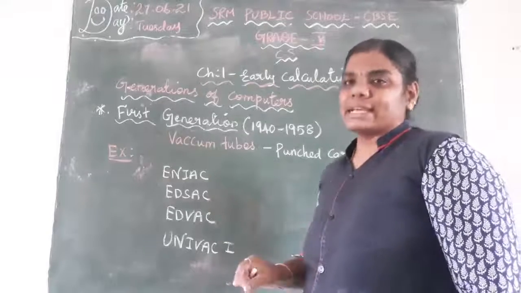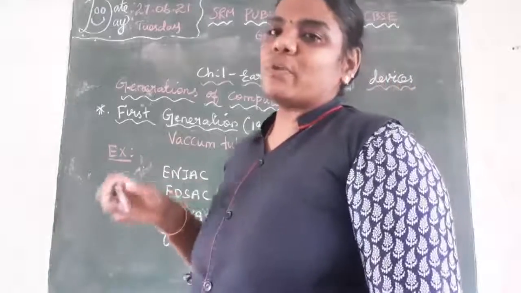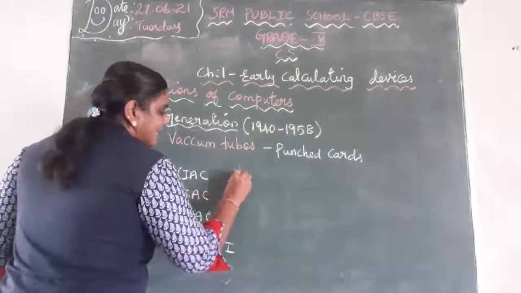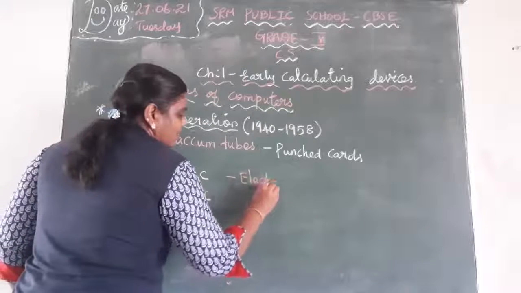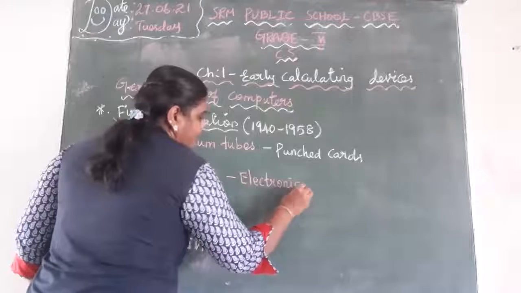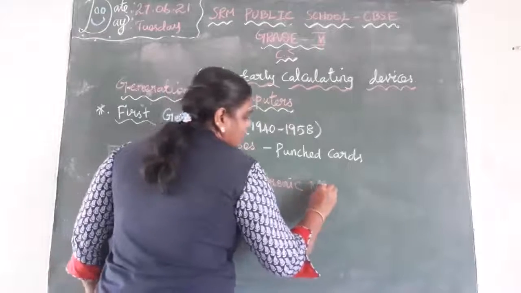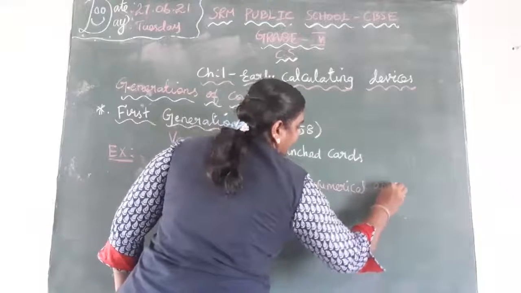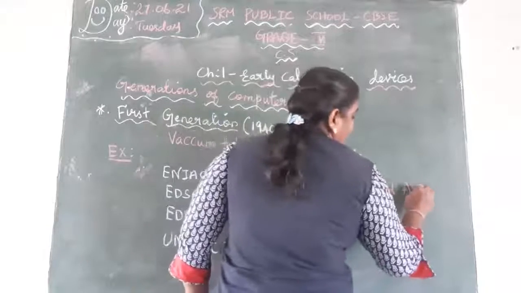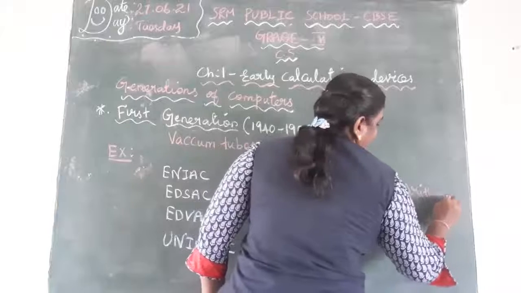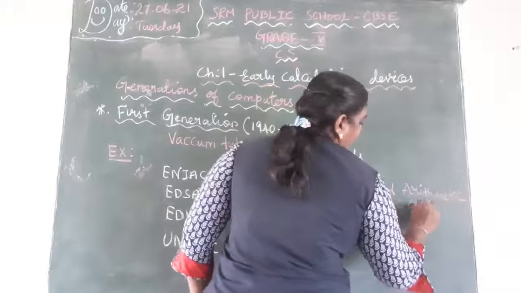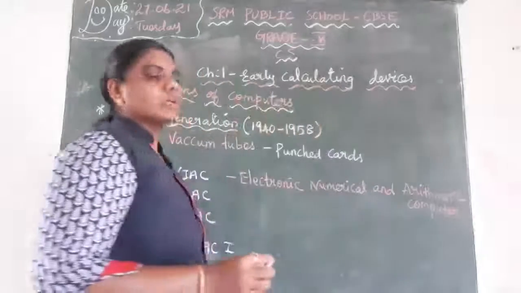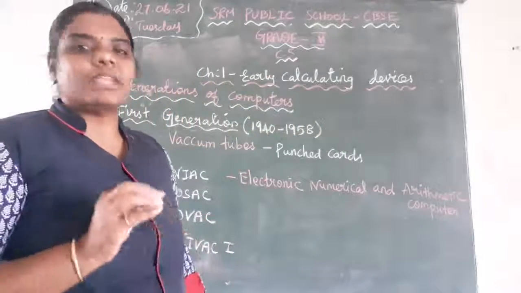First one, ENIAC. What is the full expansion form of ENIAC? Electronic Numerical and Arithmetic Computer. Okay. The expansion forms are very important.